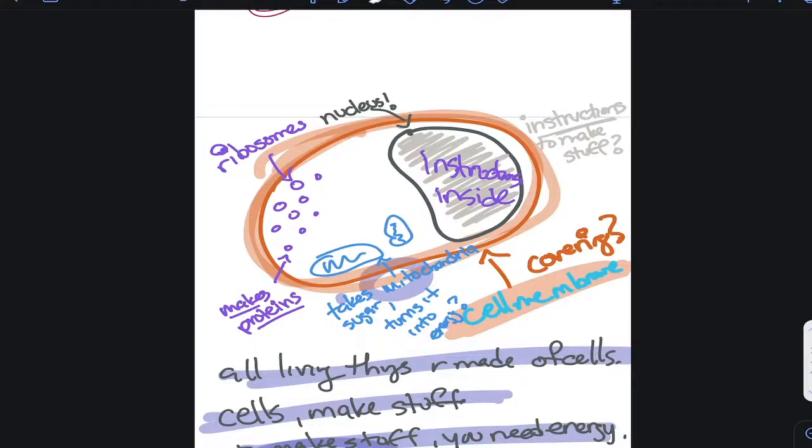To make stuff, you need energy. You can't just do it. You have to feel like doing it. You need energy to do it. So you're going to get energy from your mitochondria, and your mitochondria make energy from sugar. And in order to make stuff, even if you have energy, you need instructions. And those instructions are held in, protected by, and given from your nucleus. The instructions are held inside your nucleus. Your nucleus is the one that gives them out, and your nucleus is the one that protects them. Okay? That's it for today.